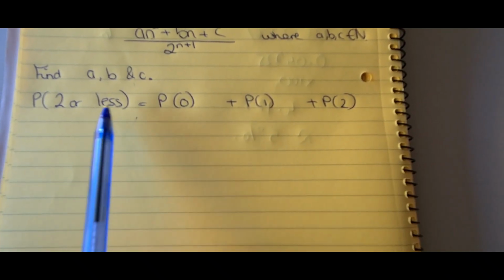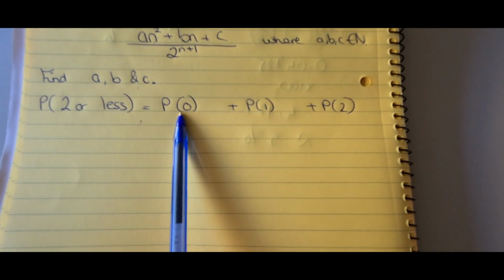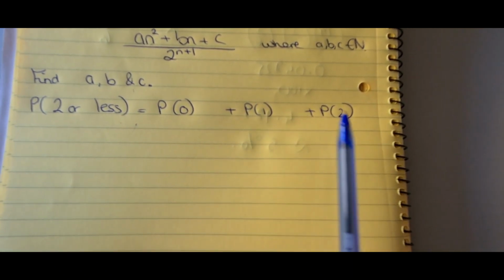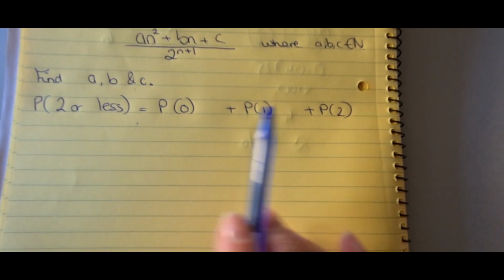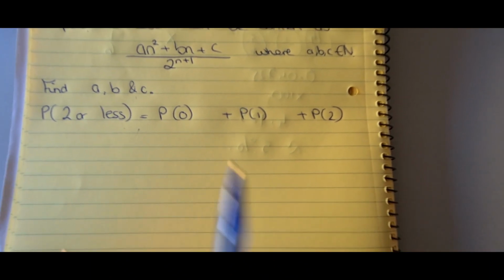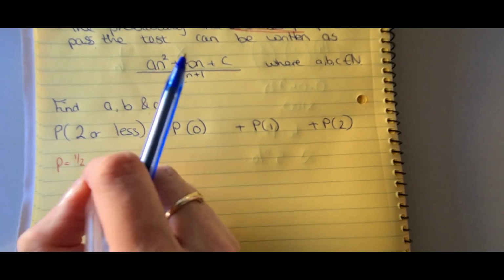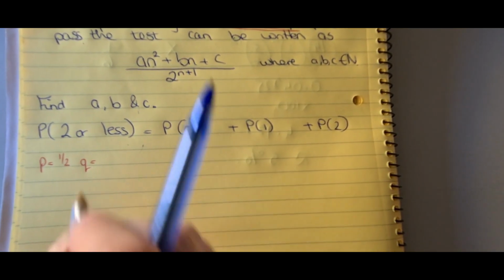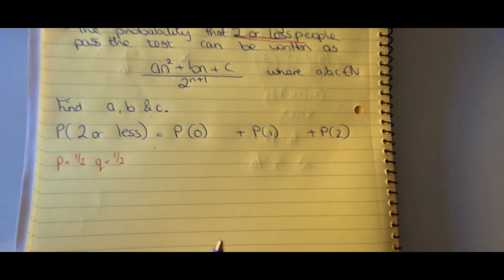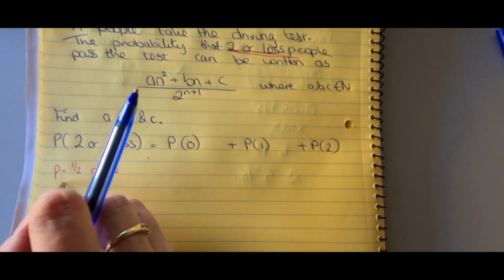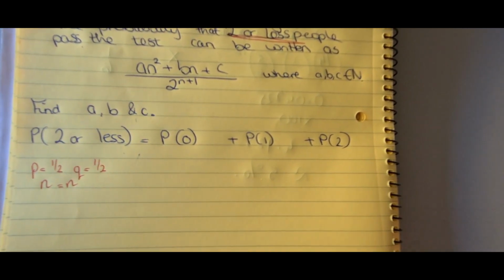So the probability that 2 or less people pass the test means no people pass the test, 1 person passes the test, or 2 people pass the test. And I'm going to set up my Bernoulli trial for that. Remember, p is the probability that you do pass the test, so that's your success rate, which is a half. Therefore, the probability that you don't pass is the other half. Okay? And there are n amount of trials, so n is just going to be n, because we don't know what that is.